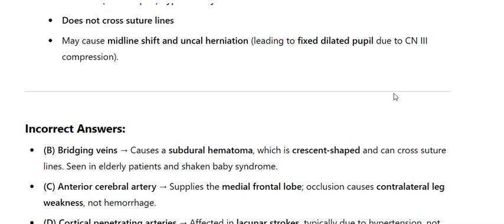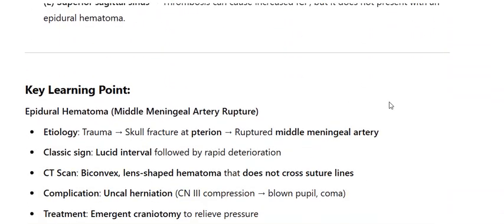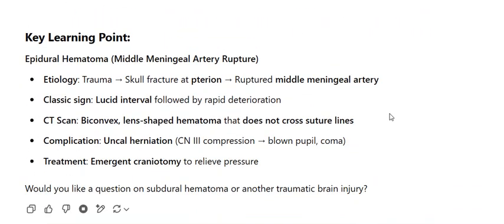Key learning point: epidural hematoma, middle meningeal artery rupture. Etiology: trauma, skull fracture at pterion, ruptured middle meningeal artery. Classic sign: lucid interval followed by rapid deterioration. CT scan: biconvex, lens-shaped hematoma that does not cross suture lines.